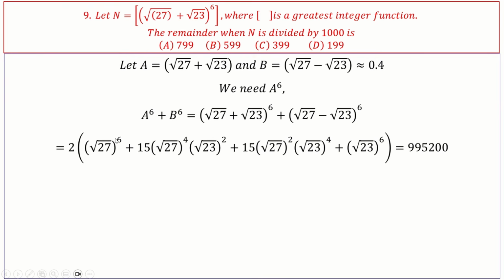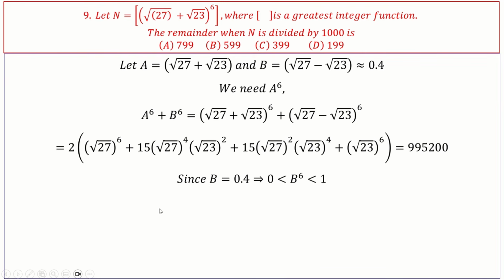Now, all the powers are even, so the square roots get cancelled. You will get an integer value. Carefully do it and you will get 995,200. This is the value of a to the power of 6 plus b to the power of 6. Now you understand, b is already a fractional value, so b to the power of 6 is definitely fractional, still within 0 to 1. b is 0.4, so b to the power of 6 is also between 0 and 1, in fact smaller than 0.4.